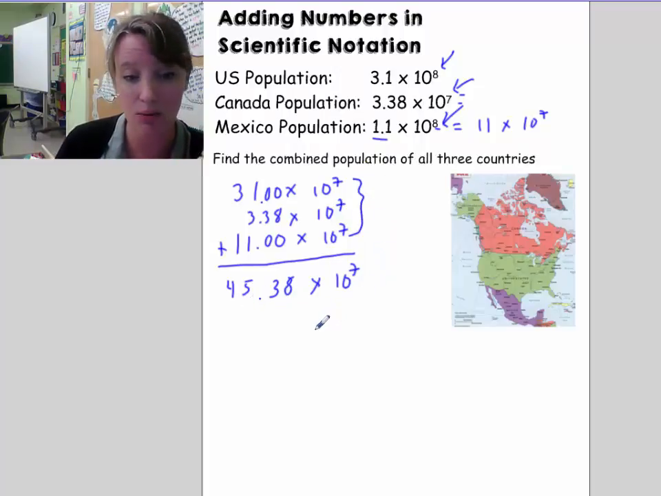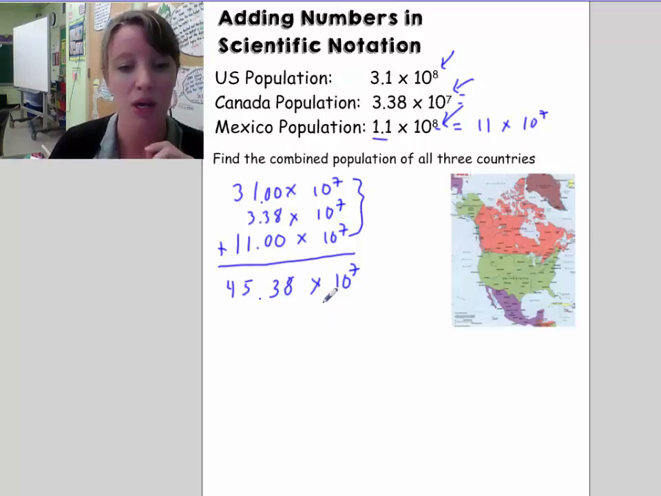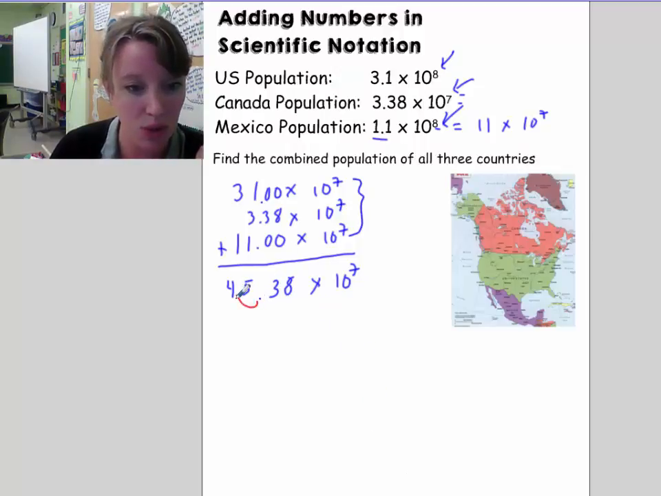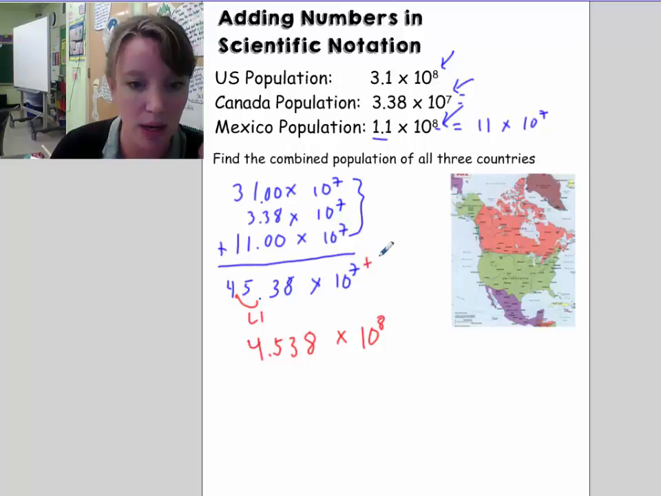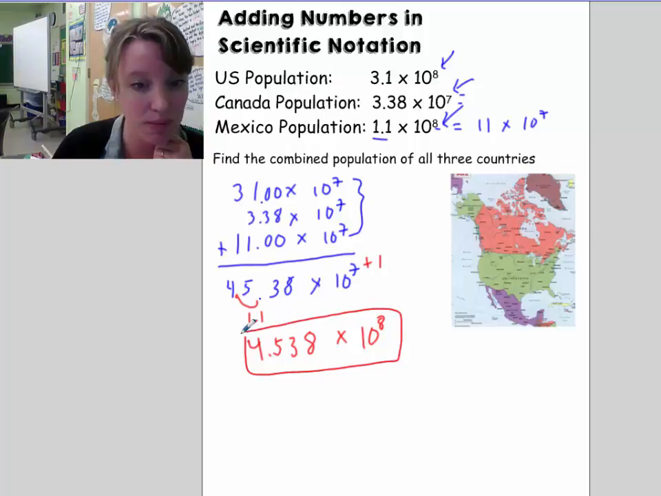Now the number I got is not in scientific notation. So I'm going to have to decrease the coefficient and increase the power of 10. Okay, so I went left 1 here, so I add 1 to the power. All right, and that's my answer. That's a quick way of doing that.